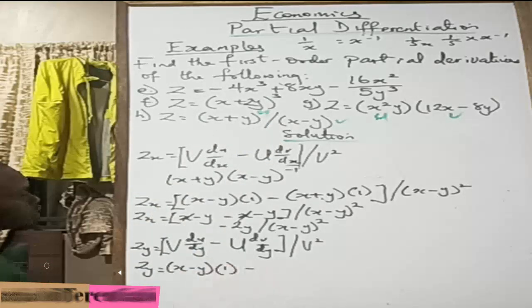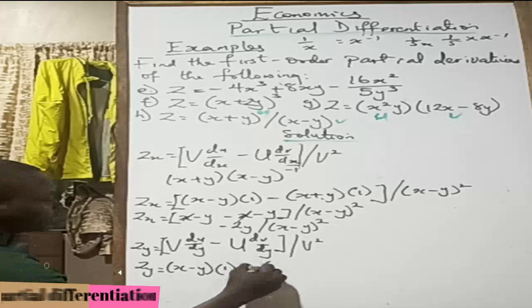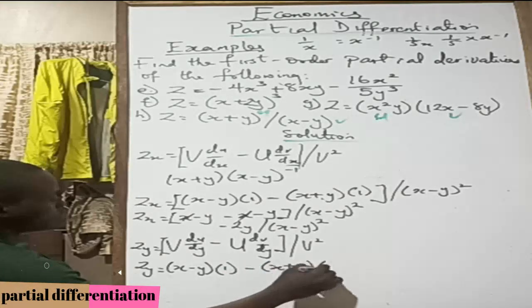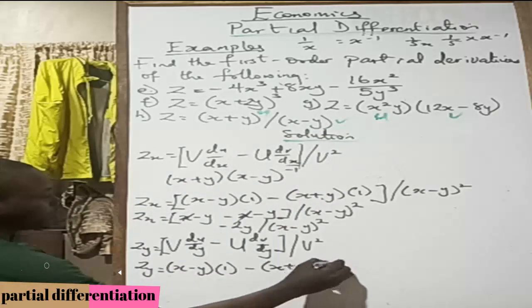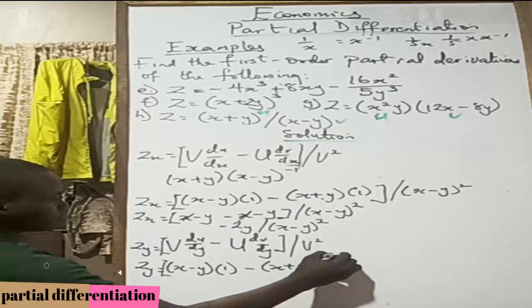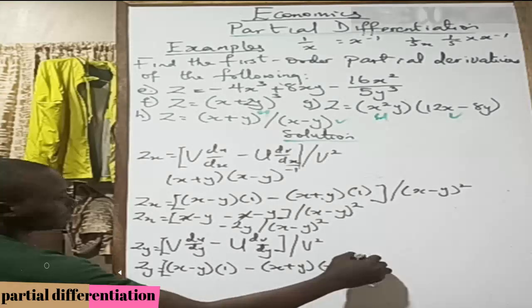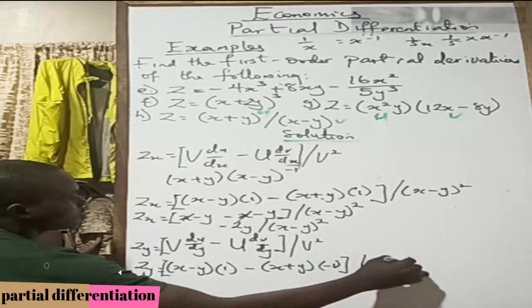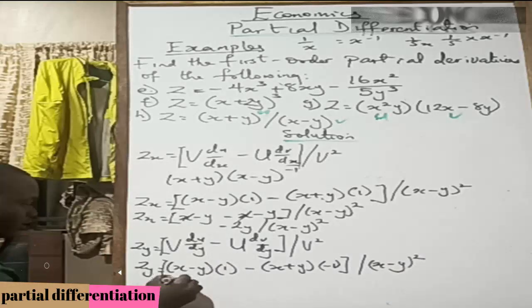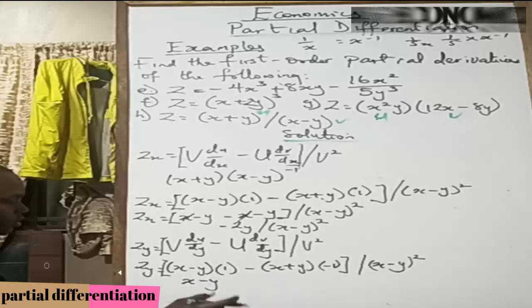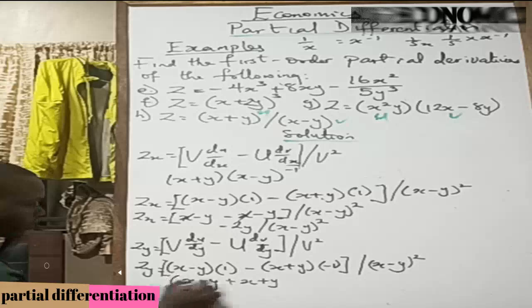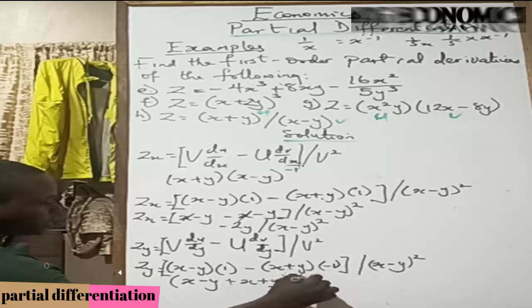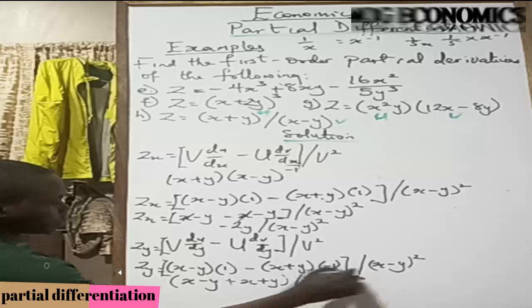1 minus, what is u? u is x plus y. When you differentiate that with respect to y, then dv dy. dv dy is minus 1. So everything divided by v squared, which is x minus y squared. So we have x minus y. This is minus, so minus times minus is plus. So we are left with plus x plus y. So everything divided by x minus y squared.